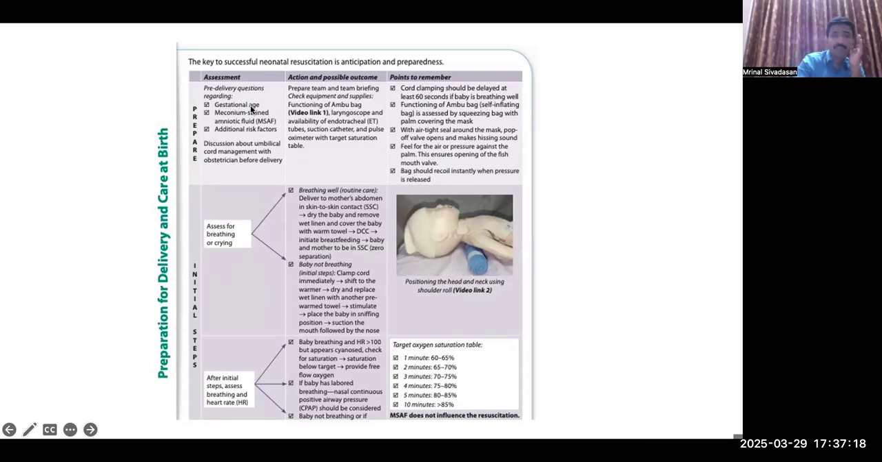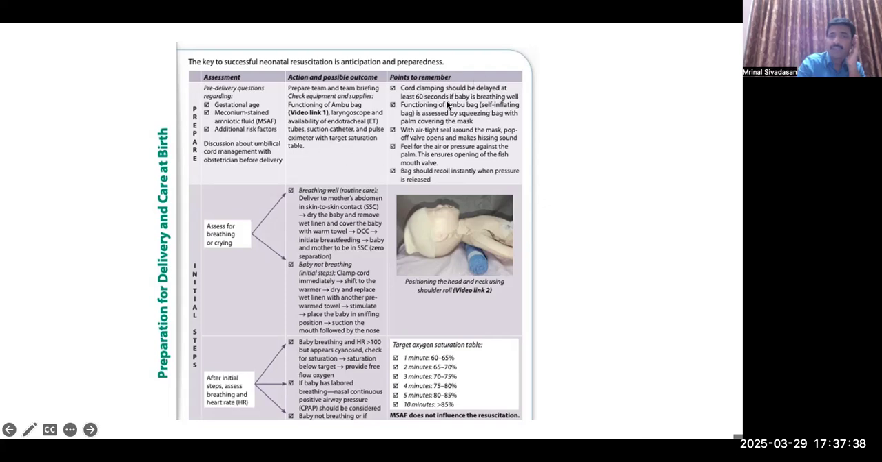The pre-delivery questions are whether the baby is preterm or term, whether the fluid is meconium stained, any other additional factors, and umbilical cord management. So prepare the team, do a team debriefing, and check the equipment: the functioning of the ambu bag, laryngoscope, then the availability of endotracheal tube, suction tube, and pulse oximeter.